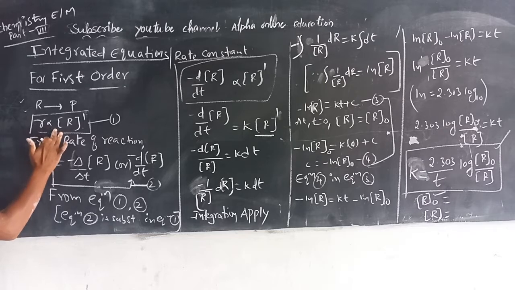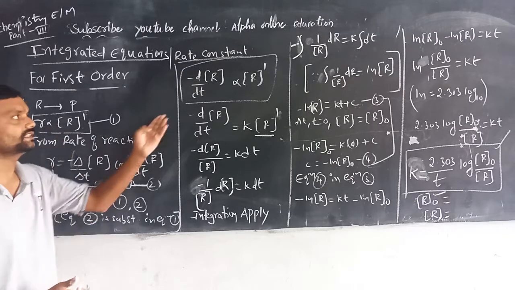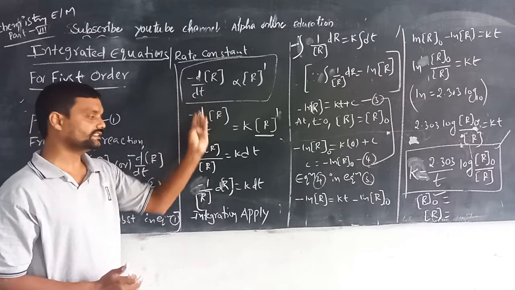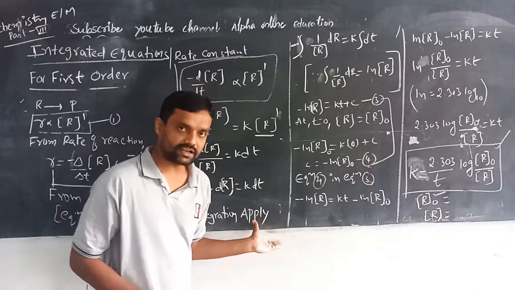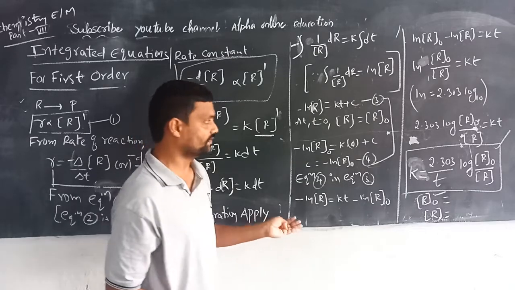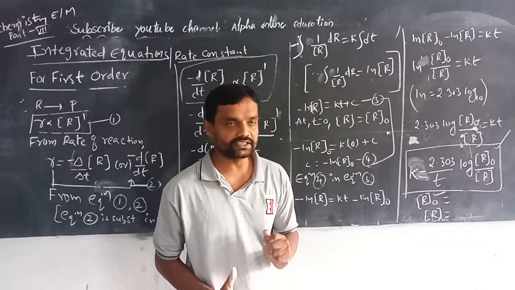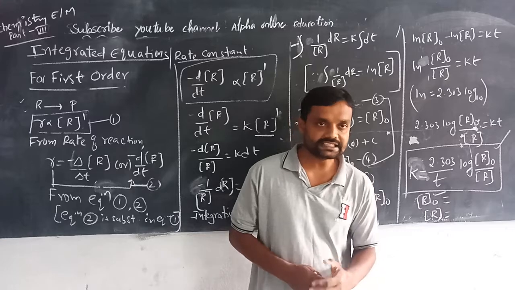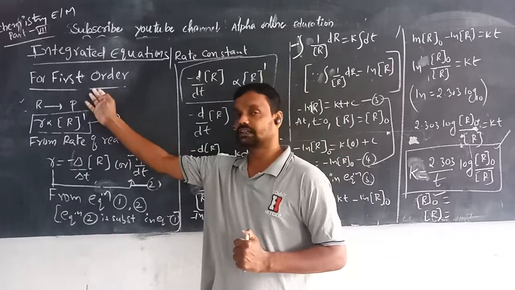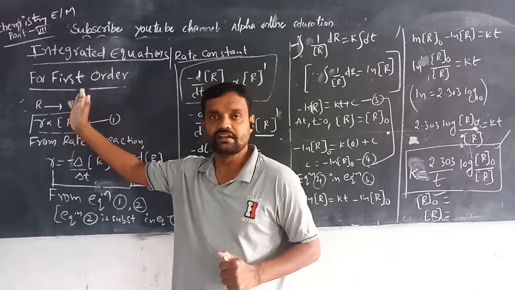From the rate equation or rate law as equation 1 and the rate of reaction as equation 2, finally we write this equation. When we apply the mathematical operation, that is integration, we finally get the rate constant equation, nothing but the integrated equation for first order.